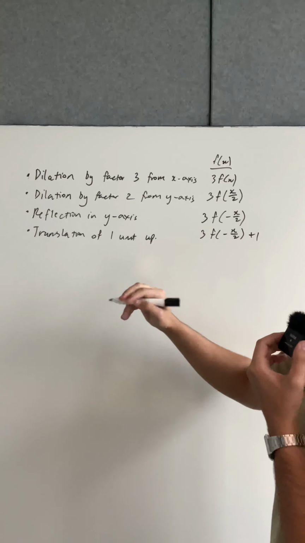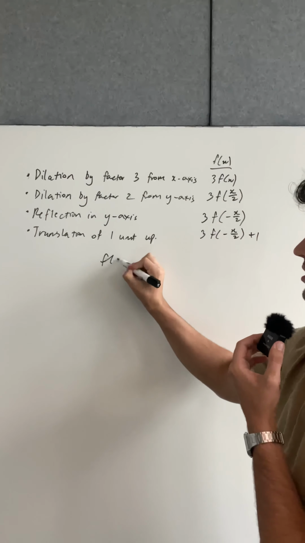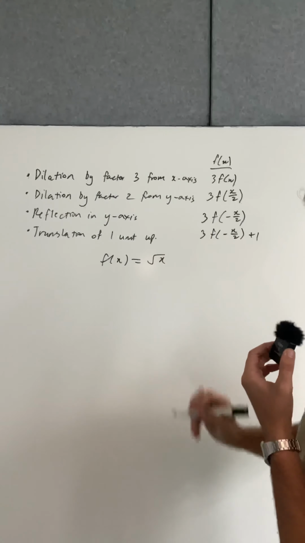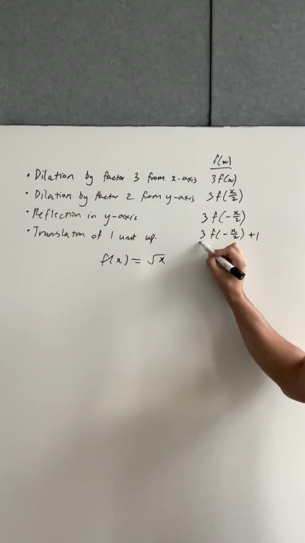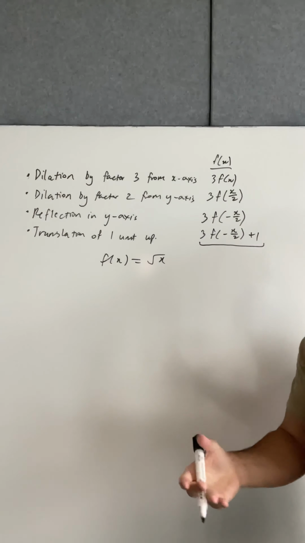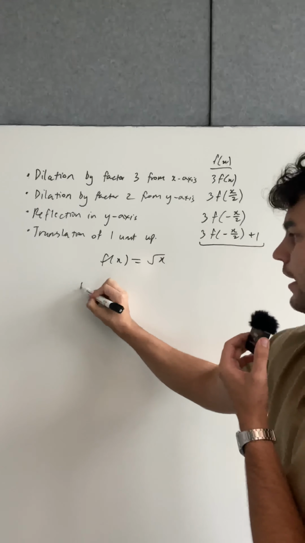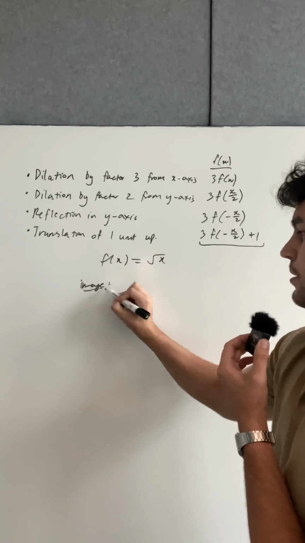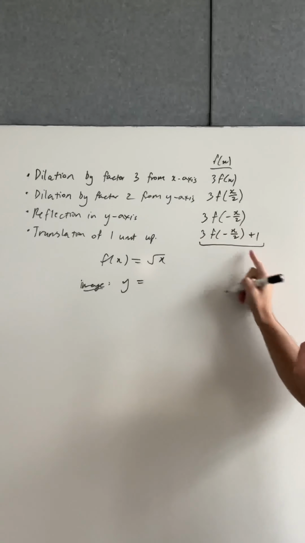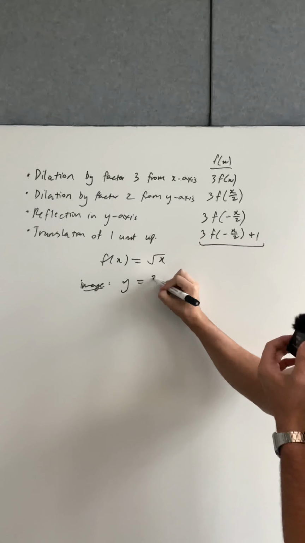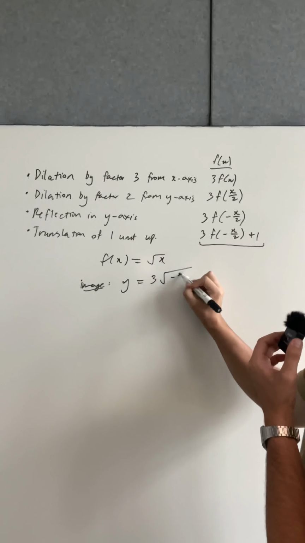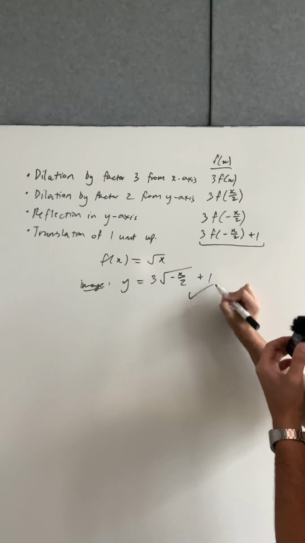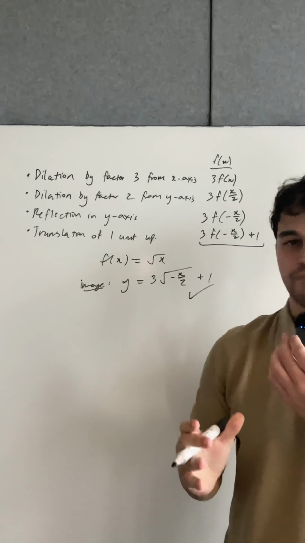So let's say we want to apply this set of transformations to a function, f of x equals the square root of x. What we can do is just evaluate this, and then this is going to give us our image equation. So our image is simply y equals, and then apply this equation here. So we end up getting 3 square root of negative x on 2 plus 1 on the outside, and this is how to do transformations perfectly easily.